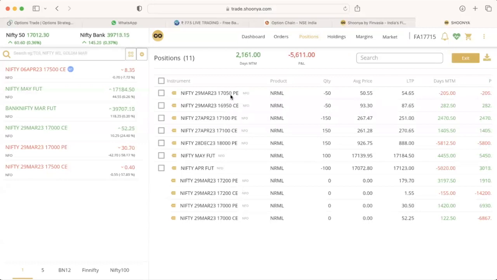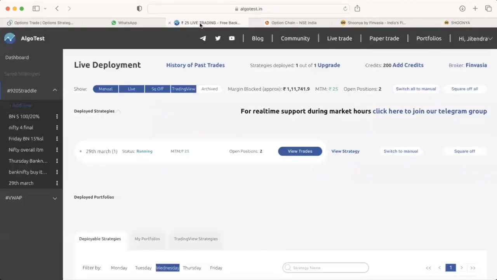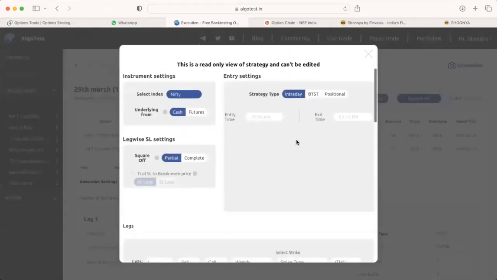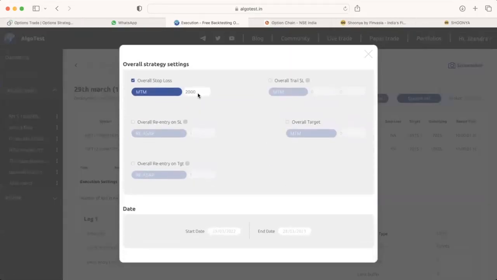So the first two are the positions for today. So hopefully when we end the day today, in algo, the first two trades which you can see here, at least there we will be in profit. And even if we are not in profit, the most important thing is our stop loss is under control. Okay, so the maximum stop loss is 2,000 rupees. I will just view strategy. The overall stop loss is only 2,000 rupees.